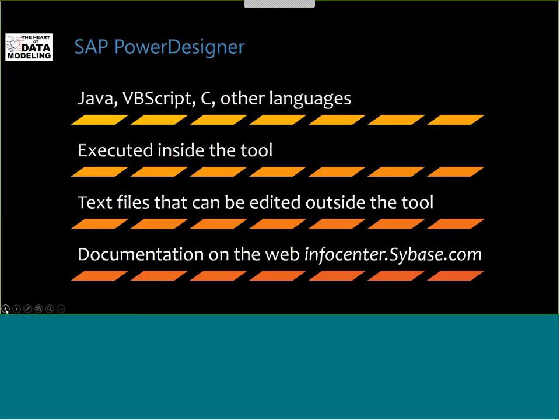So what happens in SAP? In PowerDesigner, they have the ability to automate things using whatever languages you have: Java, VBScript, C, other languages. It can be executed inside the tool, but because these are text files, just like in ERwin, they can be edited and managed outside the tool. And you can go to infocenter.sybase.com and search on PowerDesigner macros and automation.